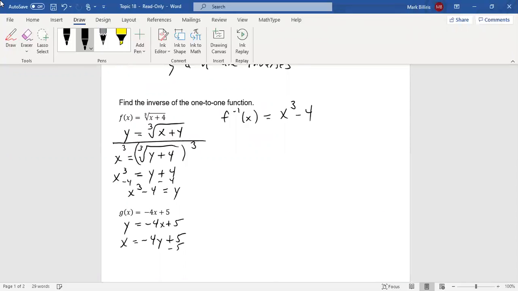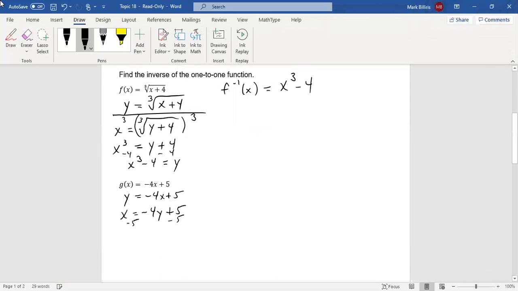So I'm going to subtract 5 from both sides. This would give me x minus 5 equals negative 4y. And then I'm going to divide both sides by negative 4. So y would equal x minus 5 over negative 4. So the inverse of g would be x minus 5 over negative 4.